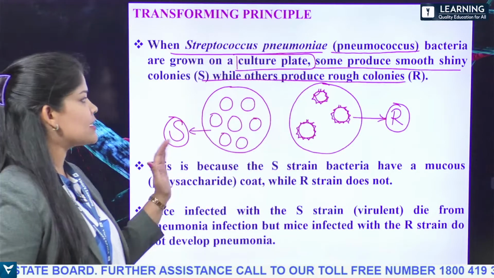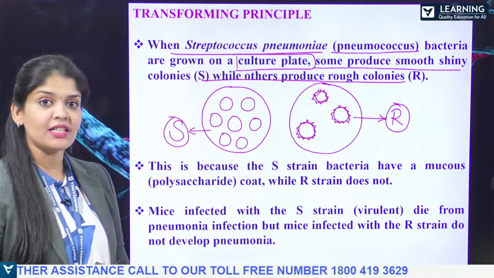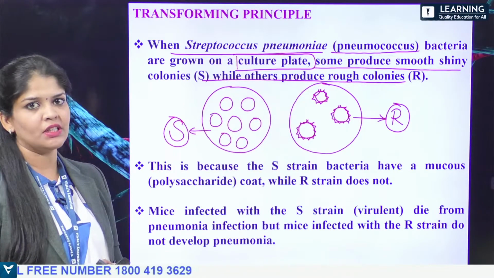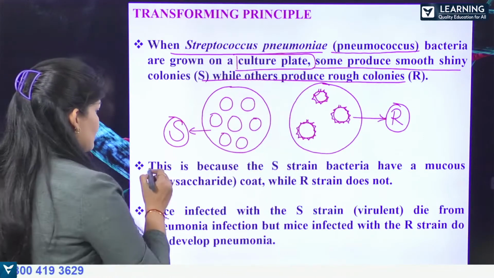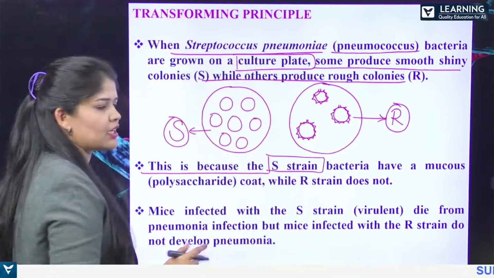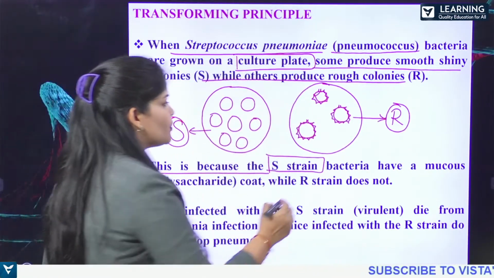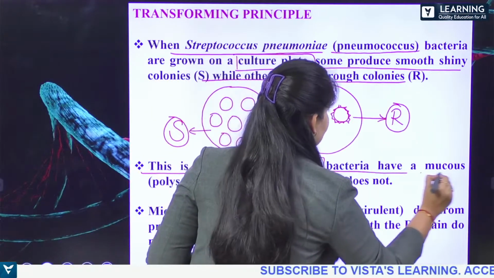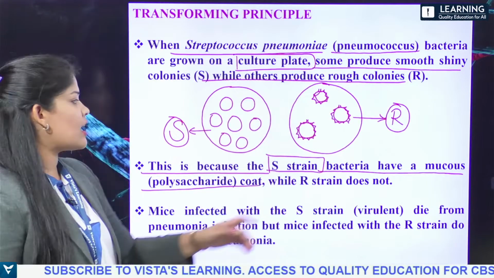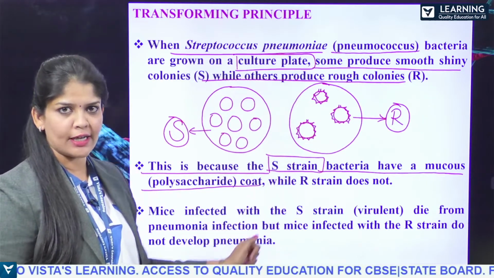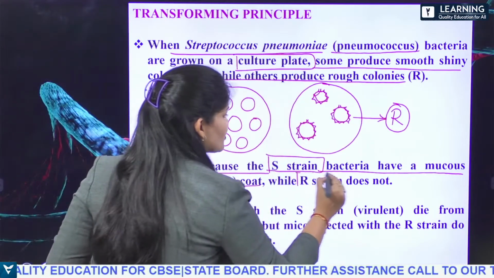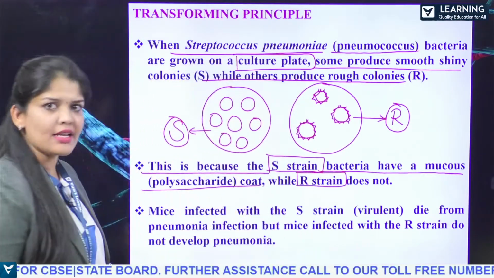Now, taking these two strains, Griffith conducted a series of experiments using a laboratory animal, the mouse. The S strain is smooth because it contains a mucus polysaccharide coat, while the R strain does not have that polysaccharide coat. That is why it looks rough, and that is what we call the rough strain or R strain.